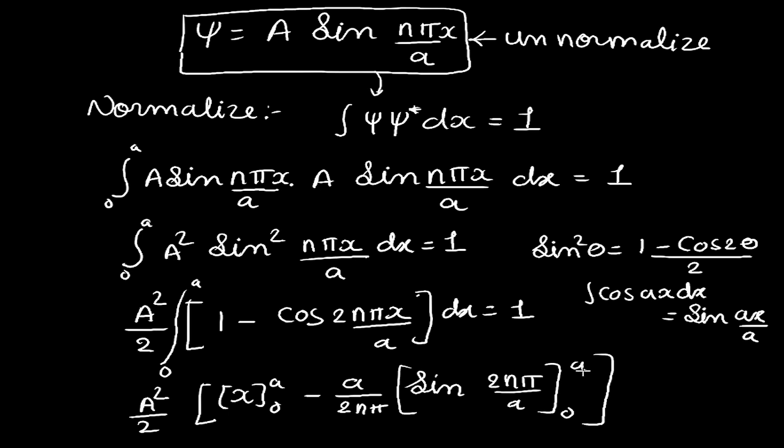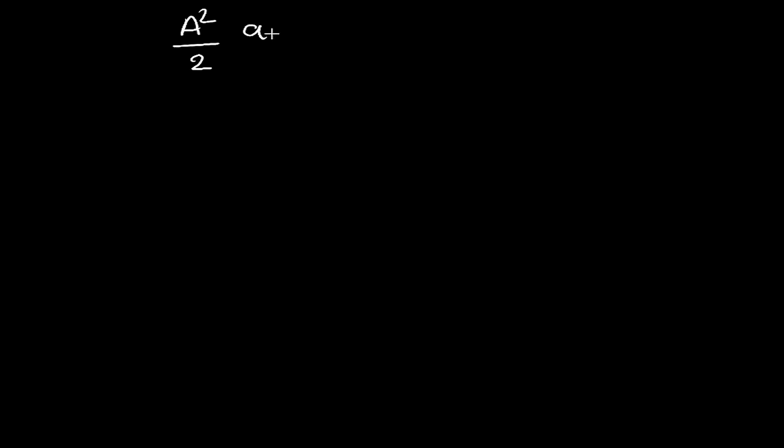Now further, when we substitute upper limit minus lower limit, then a will be cancelled out, and sine of 2n pi or sine of pi, that is 0, and when we substitute the lower limit, this will be 0 as well. So the whole term will go away, and this will be a, and this is equal to 1. So hence we will have a square by 2 into a, and that is equal to 1.